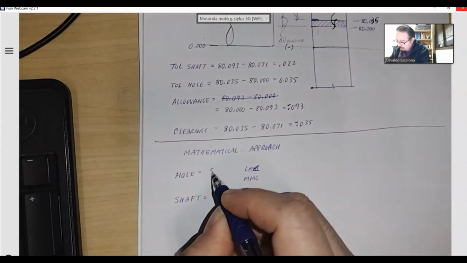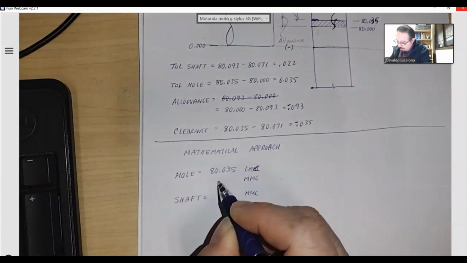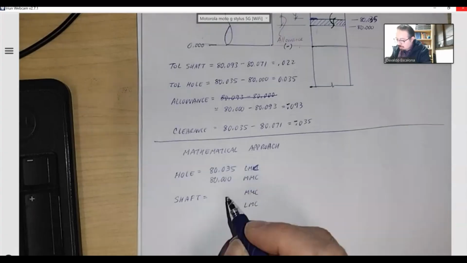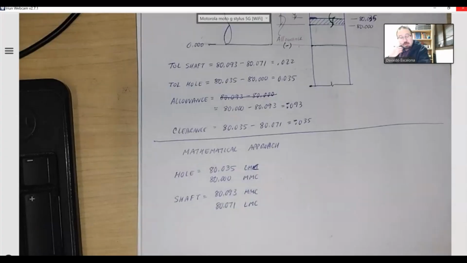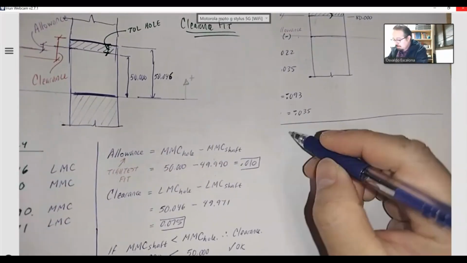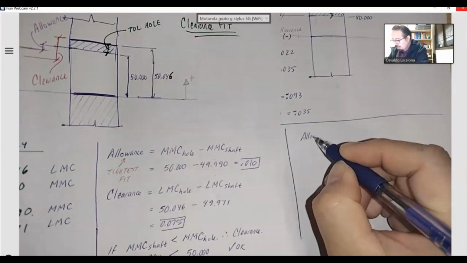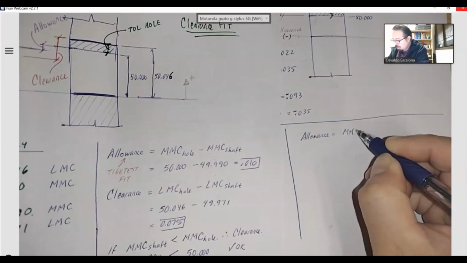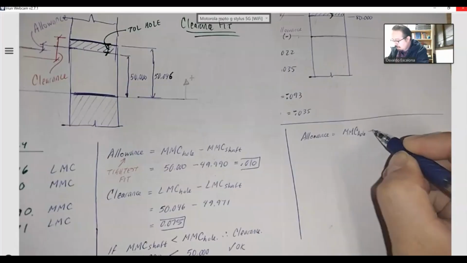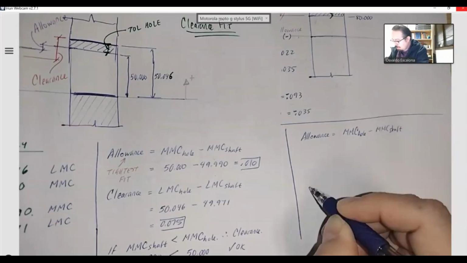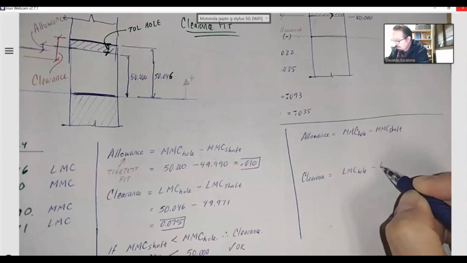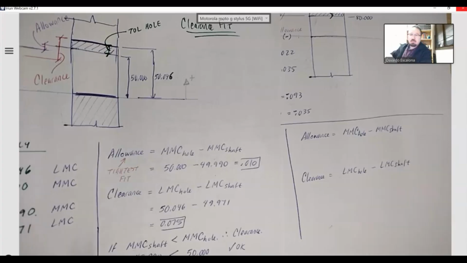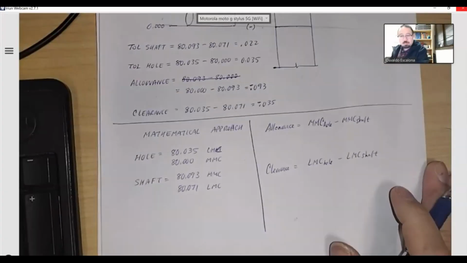I got 80.035, 80.000, 80.093, 80.071. Now the equations stay the same, they don't change. You just have to rewrite them. The allowance is the MMC of the hole minus the MMC of the shaft. The clearance is going to be the LMC of the hole minus the LMC of the shaft. Same concept, different problem.